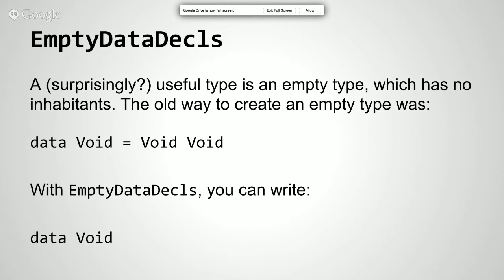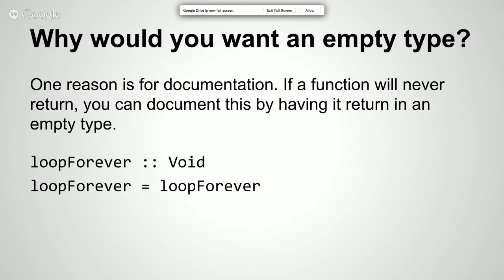It's an empty type. Why would you want to do that, though? Well, one reason is for documentation. You can say that your function never returns by having it return an empty type.